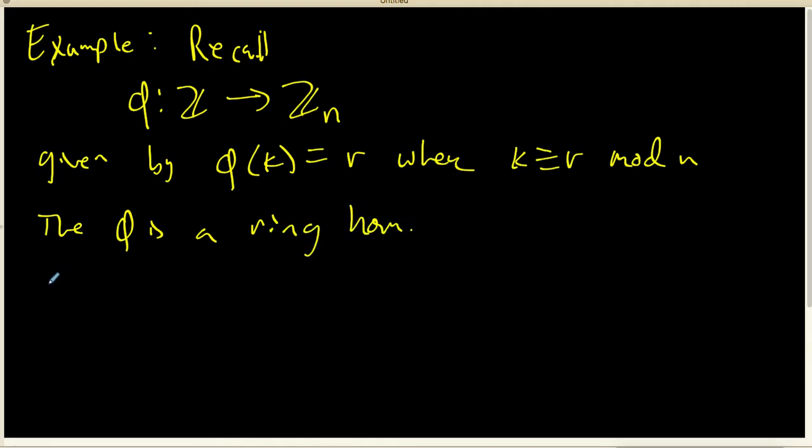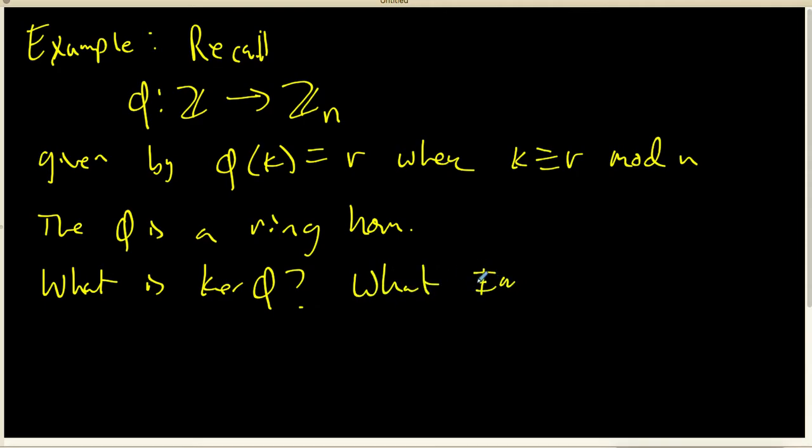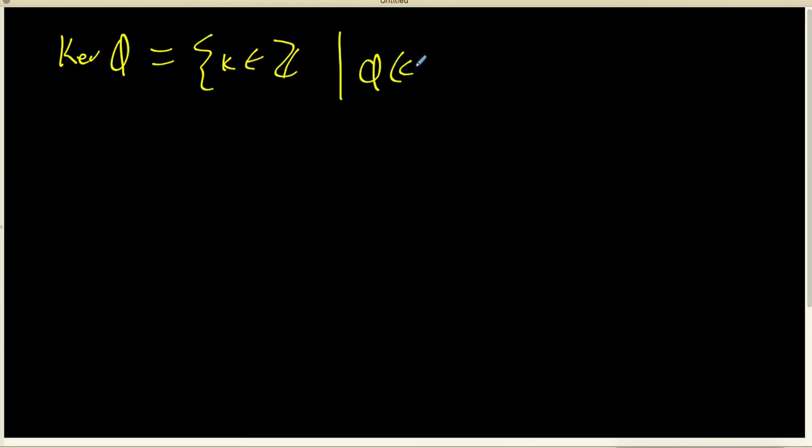And so what I want to look at now is what is the kernel of phi and what is the image of phi. And I want to write the image of phi as phi of Z. So what is the image and what is the kernel? Well, let's look at these two things separately. The kernel of our homomorphism is going to be any integer such that phi of that integer is equal to the 0 in Zn.